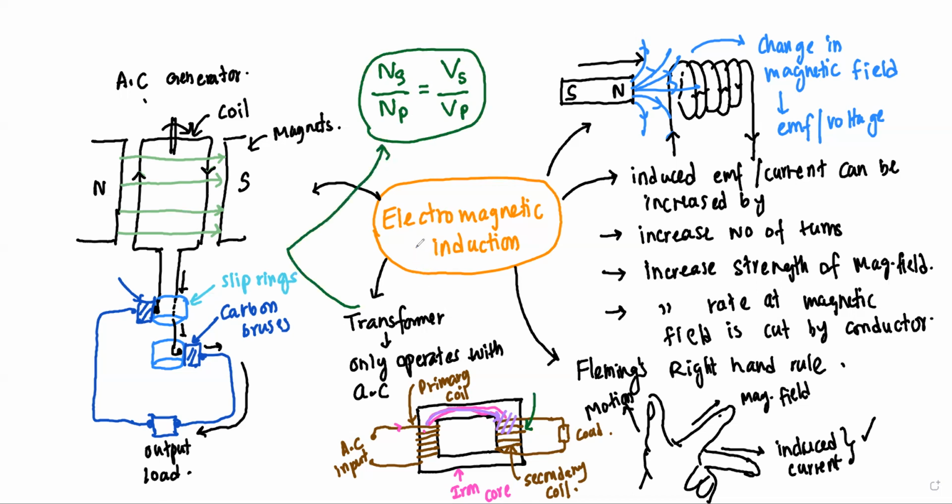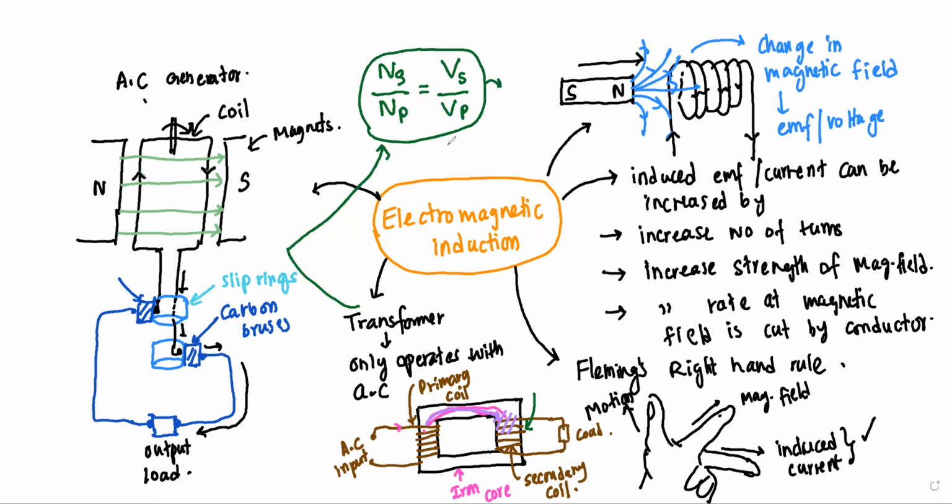In the transformer equation, what we do is calculate either the number of turns or the voltage. If you know the input voltage, you can calculate how much output you can get. Or if you know the output, you can calculate the number of turns which can provide that.